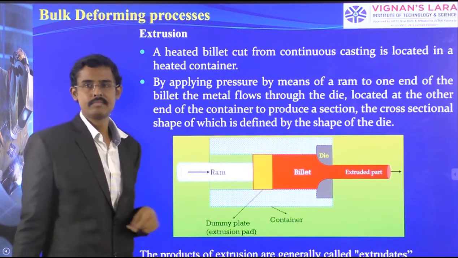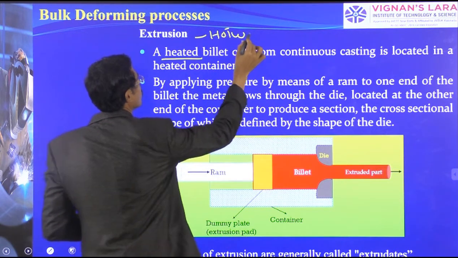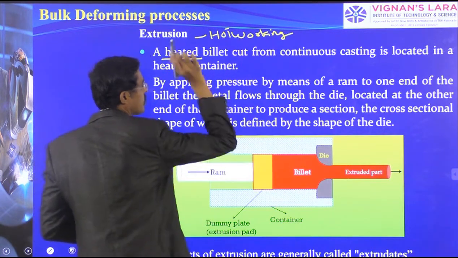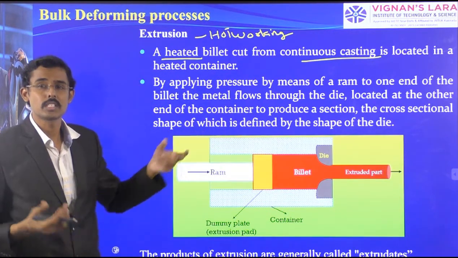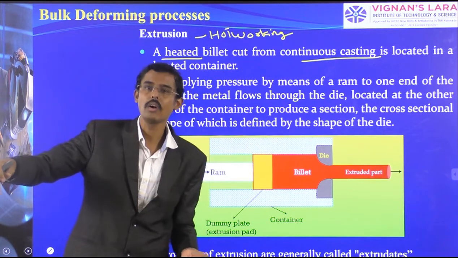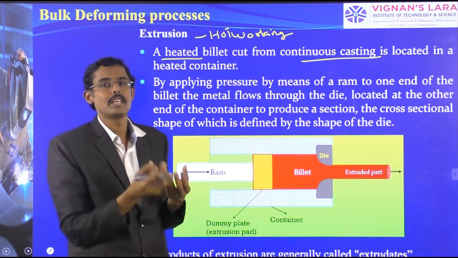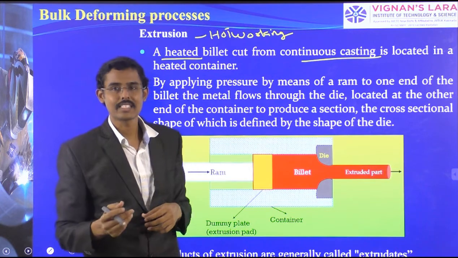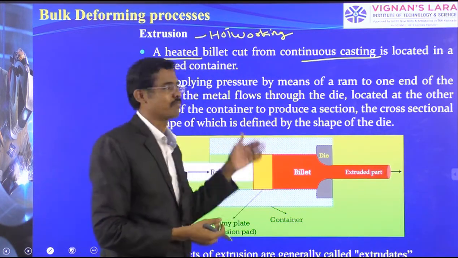A heated billet, the term heated billet belongs to hot working. The heated billet is cut from the continuous casting, which means it is a continuous process. While the red hot molten material is poured, we take it from there to here, because otherwise we would have to heat the same material multiple times. Therefore, this extrusion process is done immediately after the casting. It is one of the next steps of the casting process.